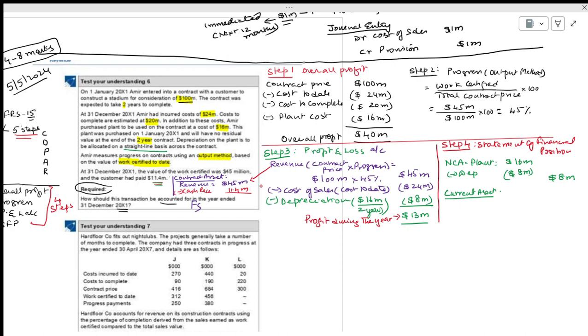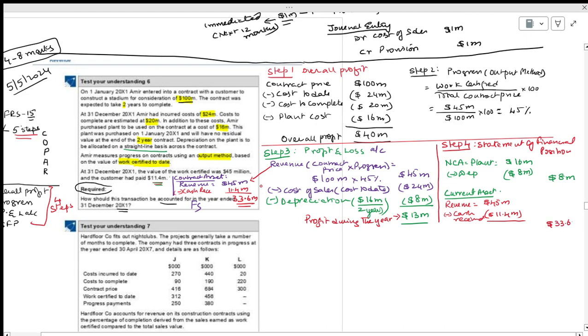Very fast. Calculator has to be in front of you. How much is there? 33.6. I am writing for your understanding. Revenue is 45 million minus cash received, 11.4 million. The balance is 33.6 million, which is the contract asset.